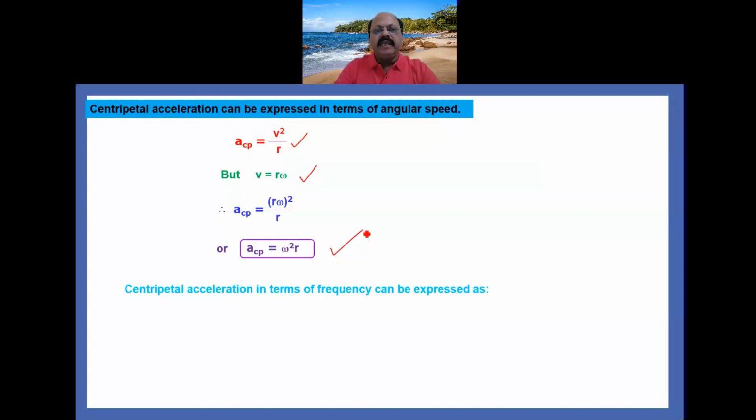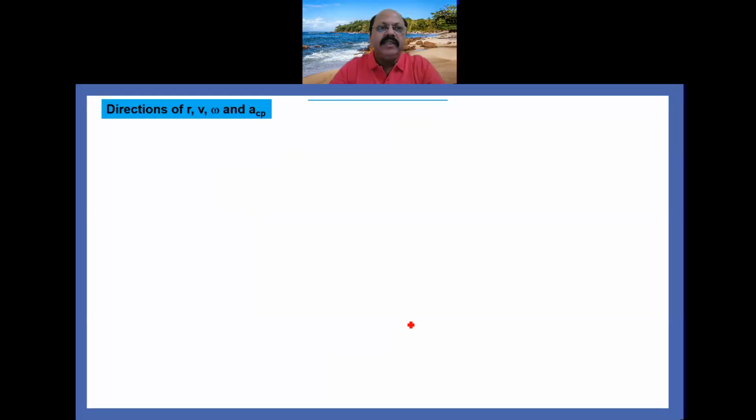And centripetal acceleration can also be written in terms of the frequency, because omega equal to 2 pi f or 2 pi nu. So substitute this value here in this equation. So what you will get? ACP equal to 2 pi nu whole square into R. So you will get ACP equal to 4 pi square nu square R. That is centripetal acceleration equal to 4 pi square nu square R. So this is about centripetal acceleration.